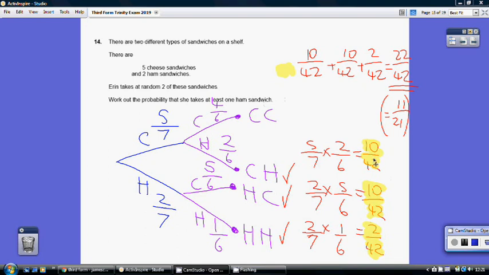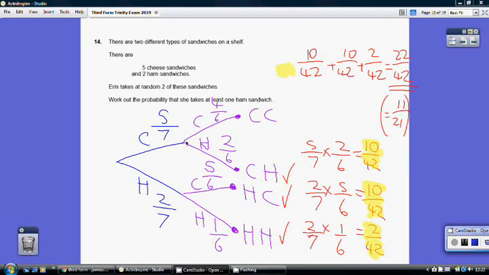So it doesn't matter whether it's this one or this one or this one. Now, when it's an or, you add the fractions. So 10 over 42, add 10 over 42, add 2 over 42 is 22 over 42. If you want to simplify the answer, you didn't have to, but if you want to, that gives us 11 over 21.